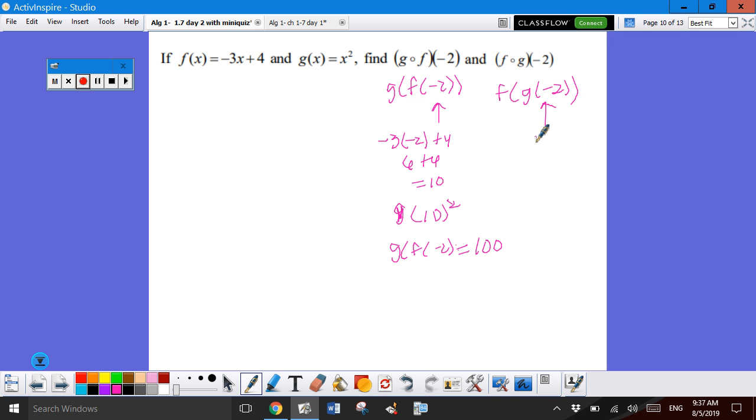Again, this one I'm starting with the g, so the first thing I'm doing is squaring. Remember, when you square something, it's positive. So now I'm looking at f of 4, so negative 3 times 4 plus 4, negative 12 plus 4, that is bringing me to 8. So you can write these either way. You can write them as composite functions with the little circle, or you can write them as nested parentheses, which this is. So hopefully you came up with 100 and you came up with 8.